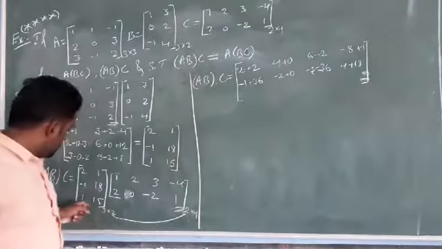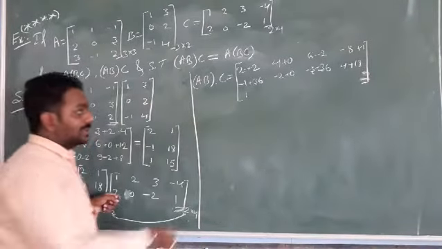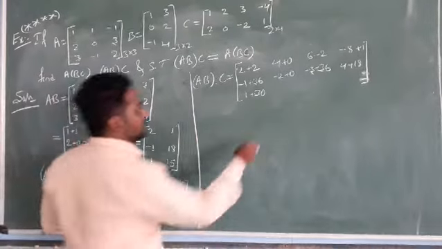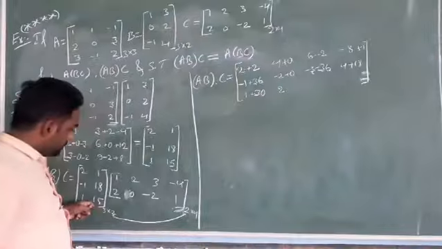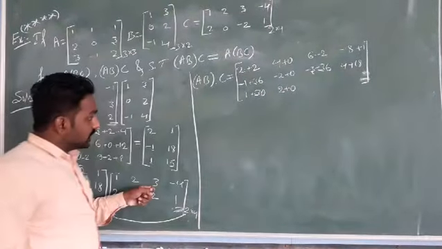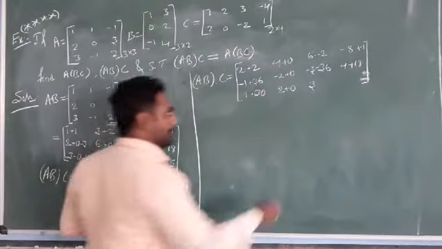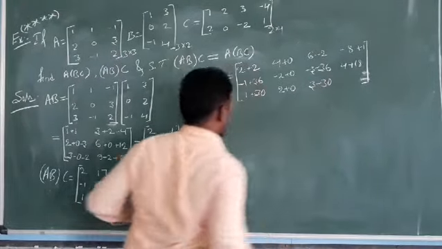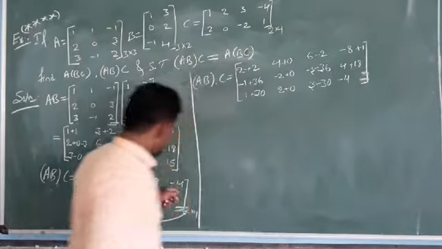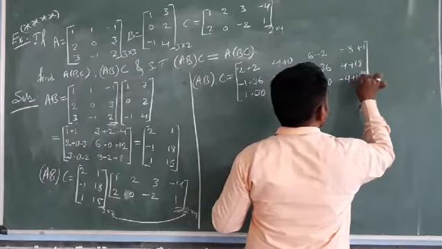Next friends, 1 into 1, that is 1 here. 15 into 2, 30, plus 30. Next, 1 into 2, that is 2, plus 15 into 0, that is 0. Next, 1 into 3, that is 3. Next, 15 into minus 2, minus 30. 1 into minus 4, that is minus 4. 15 into 1, that is plus 15.